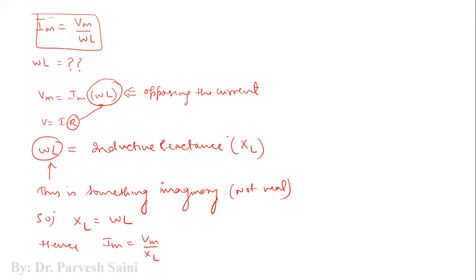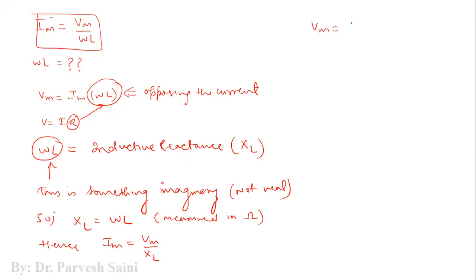And the unit of XL is ohms. It has the same unit as the resistance has because the fundamental concept is the same. This is something which is opposing the current, but virtually. It is not a real component of the AC circuit. It is something which is virtual, which is imaginary, which is by virtue of the inductor. It is because of the inductor. So it is the inductive reactance, and it is given by this one.